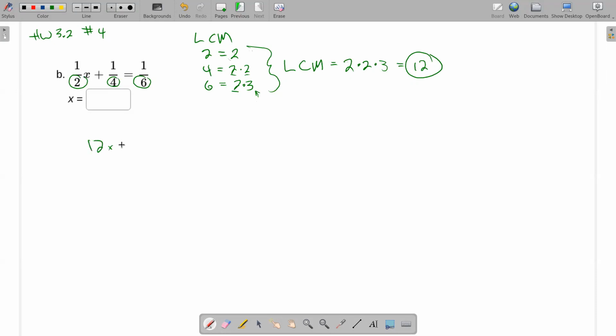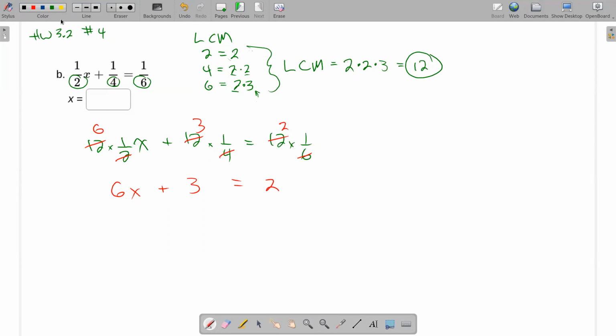So I want to take 12 times 1/2 x plus 12 times 1/4, and that's going to equal 12 times 1/6. And then this is the best part of math ever. You get to cancel stuff, right? 2 goes into 12 6 times. So that gives me a 6x there. And 4 goes into 12 3 times. 3 times 1 gives me a 3 here. And then 6 goes into 12 2 times. 2 times 1 gives me a 2 over there. And now I have a way easier equation to work with.